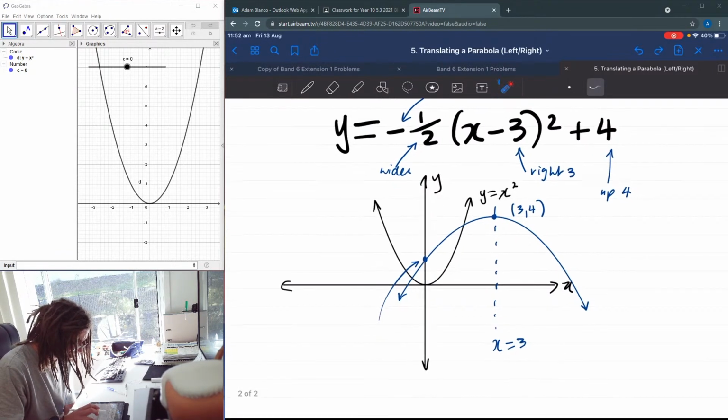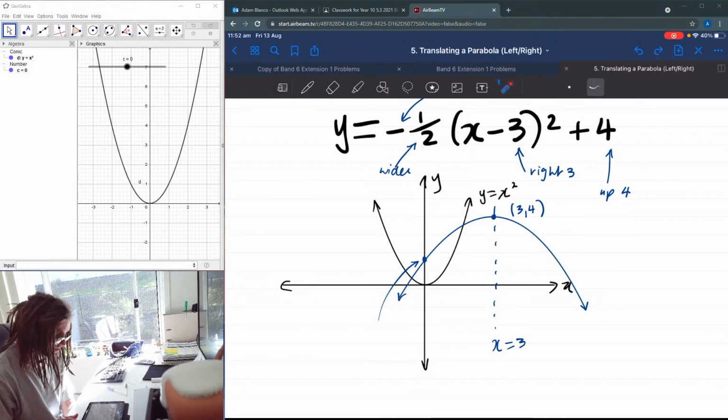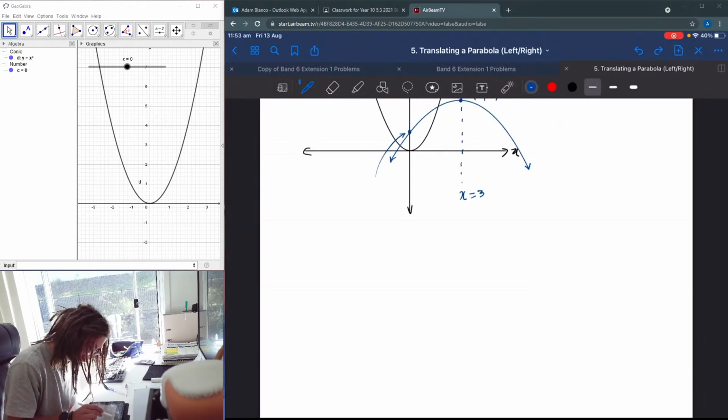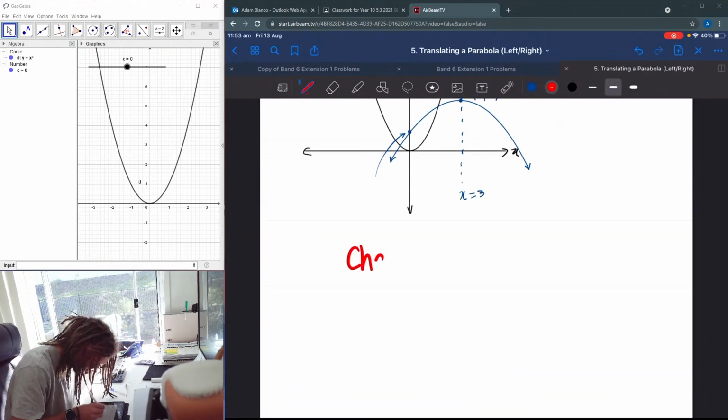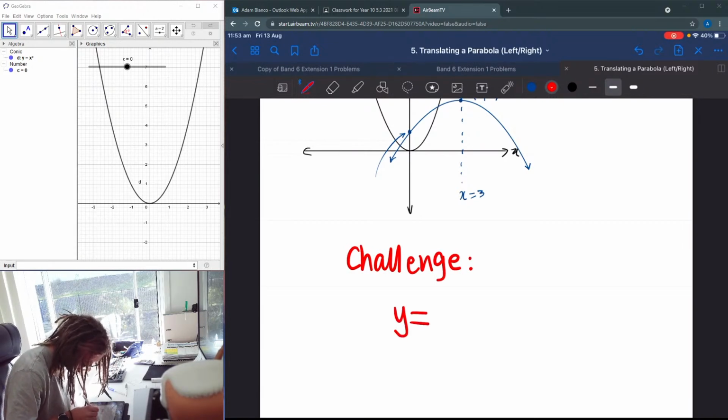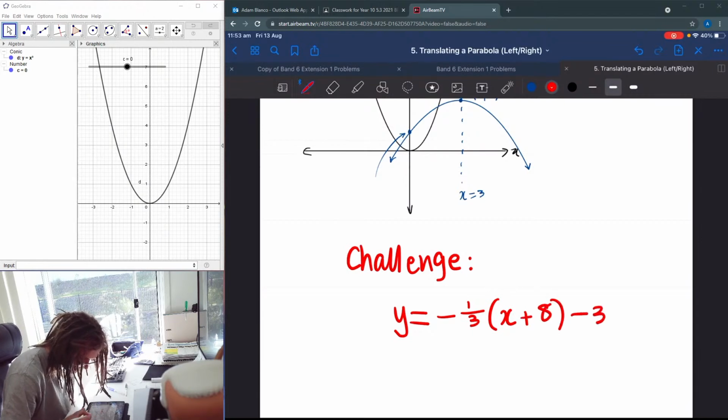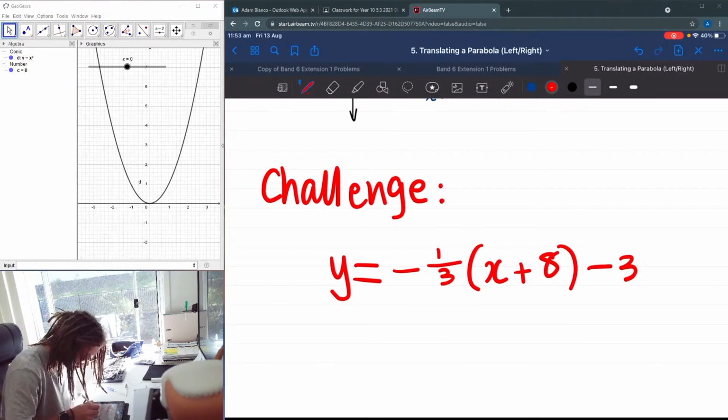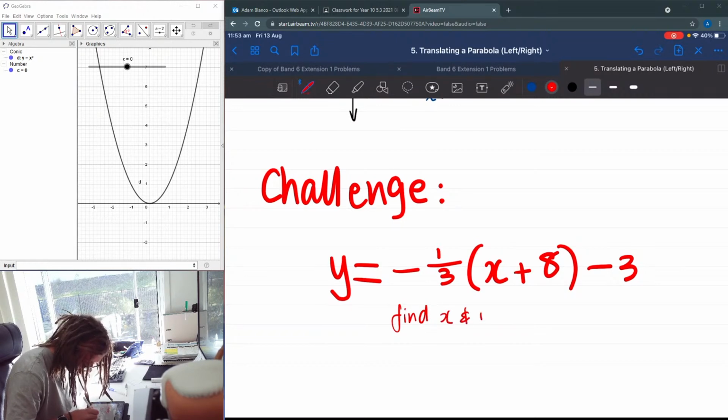We can start using all the things that we've looked at in terms of graphing, and we can graph things pretty accurately. So let's go with the challenge question. I'm going to leave this to you guys. Challenge: y equals minus 1 on 3 times (x plus 8) squared minus 3, and a bonus, find x and y intercepts.